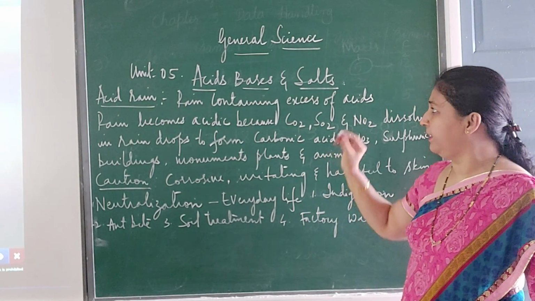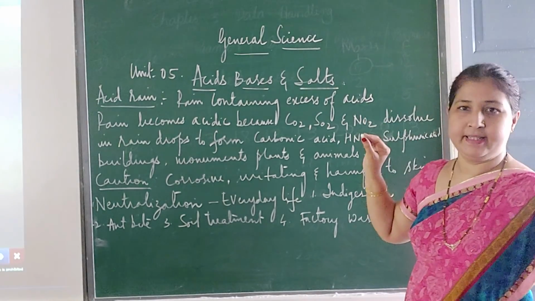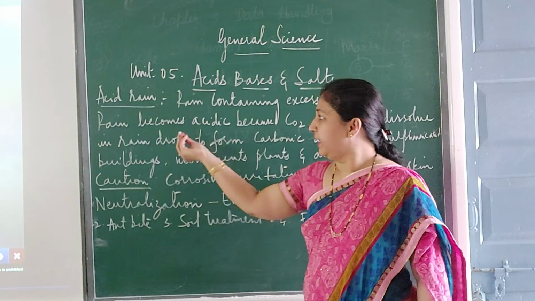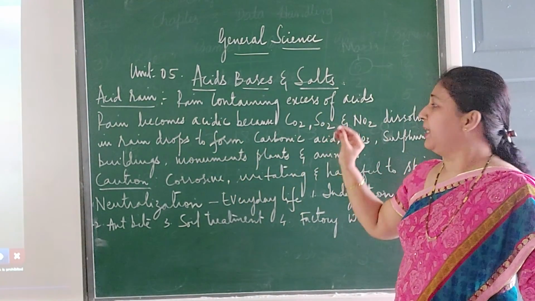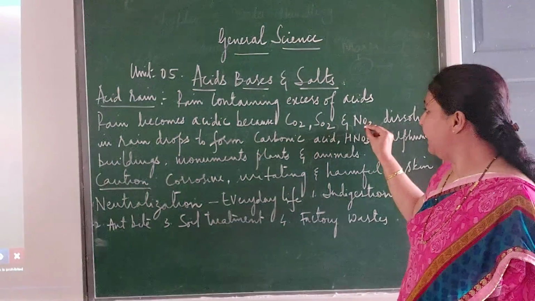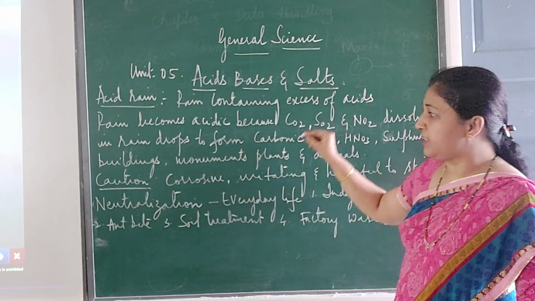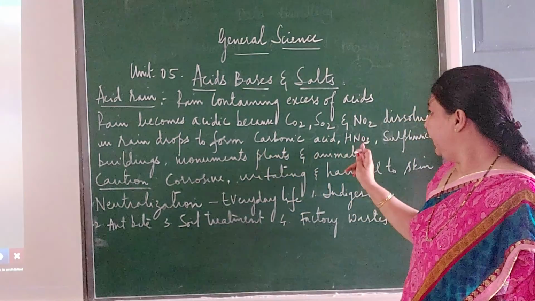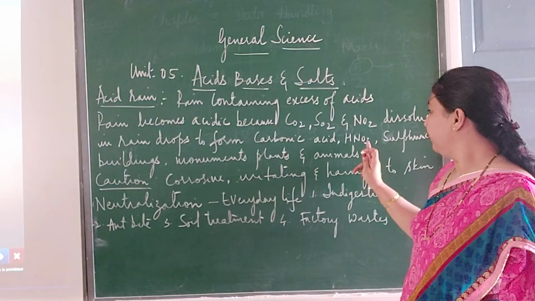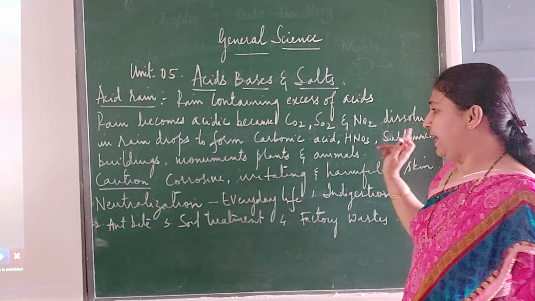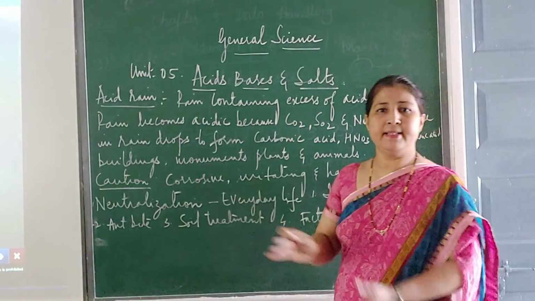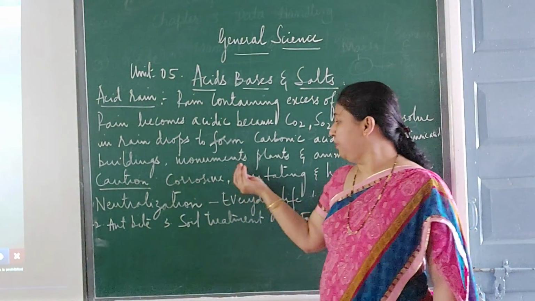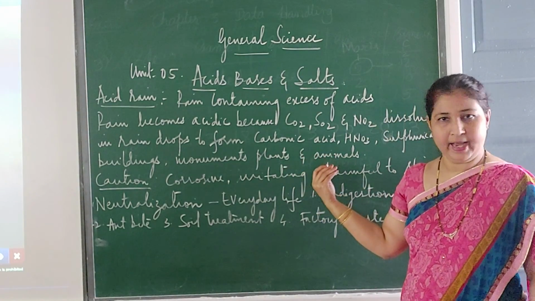So this makes the rain acidic. So what is acid rain? Rain containing excess of acids. That is called as acid rain. Then how does the rain become acidic? Rain becomes acidic because of the carbon dioxide, sulfur dioxide and nitrogen dioxide, which are dissolved in the raindrops to form the carbonic acid, nitric acid and sulfuric acid. So this acid rain, it is harmful also. Why? Because it damages the buildings, the monuments, the plants as well as the animals.